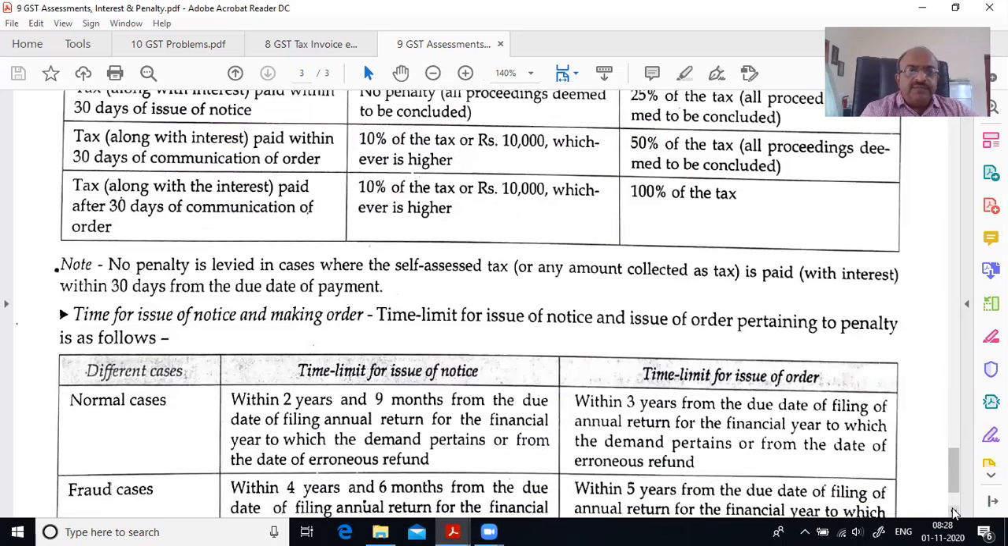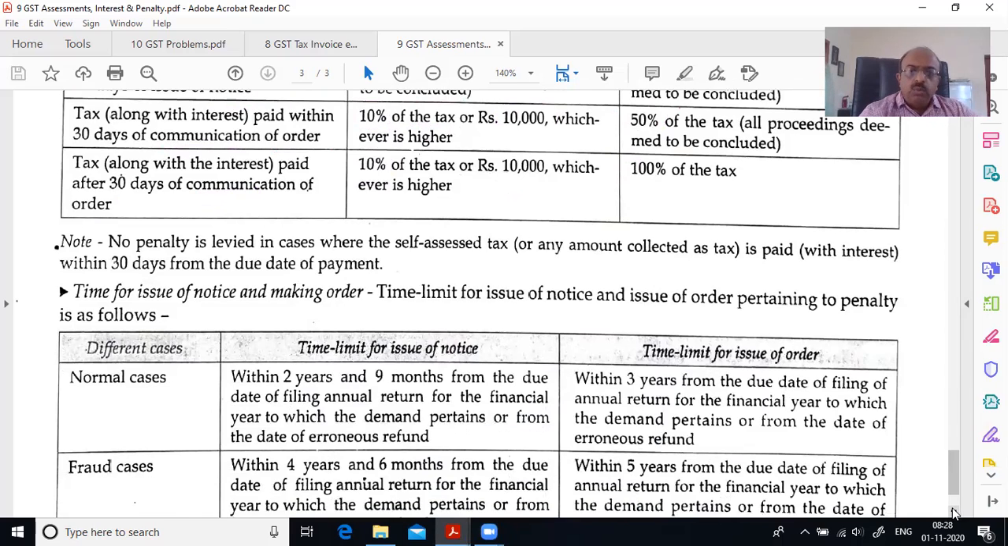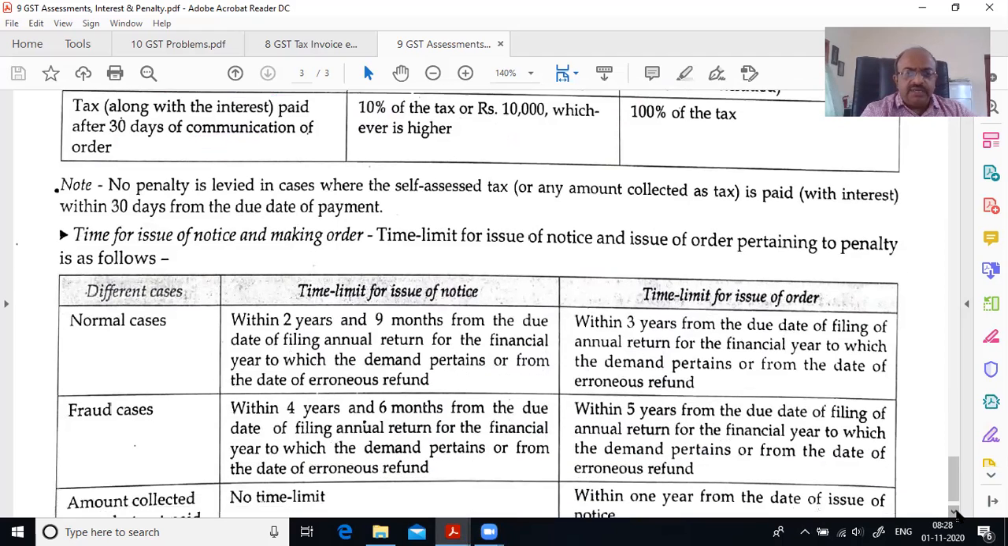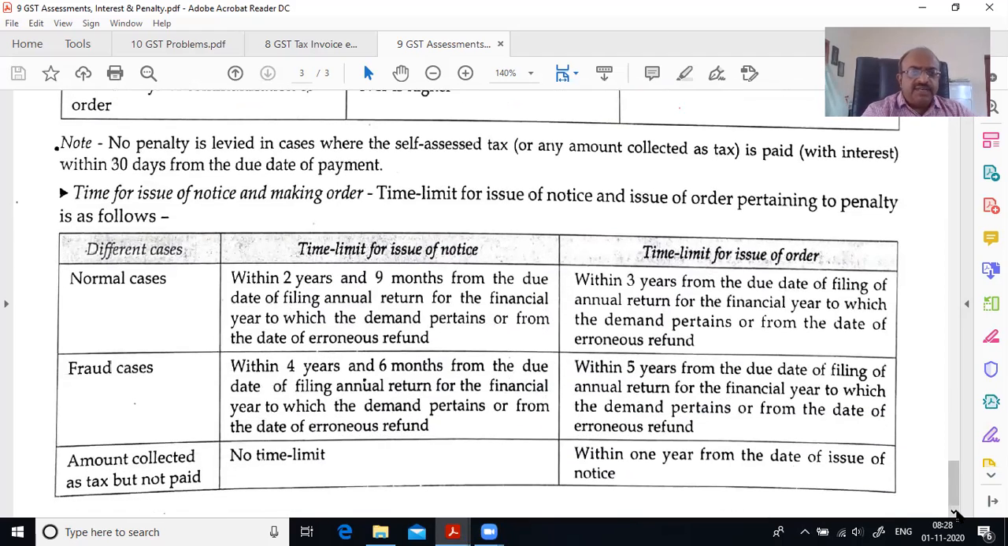No penalty is levied in cases where self-assessed tax or any amount collected as tax is paid with interest within 30 days from the due date of payment. Time for issue, I'm not getting into that. That's not really normal case. What is the time limit they have given? I'll just read it. Normal case, they have got time till 2 years and 9 months from the due date of filing of the annual return for the financial year to which the demand pertains, or from that date. So they have got 2 years and 9 months to issue the notice.